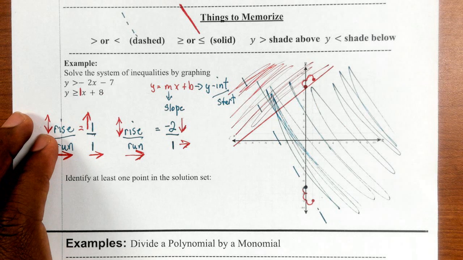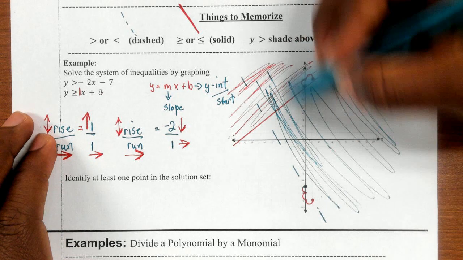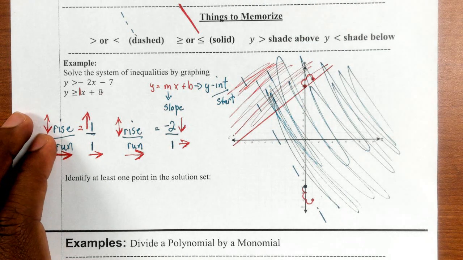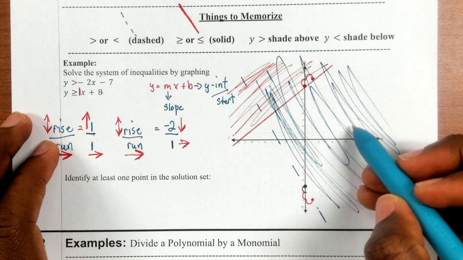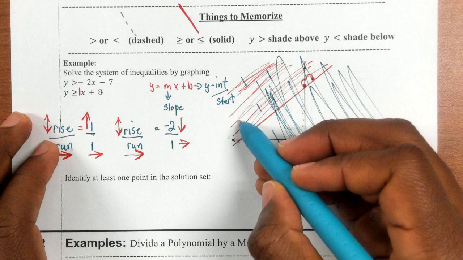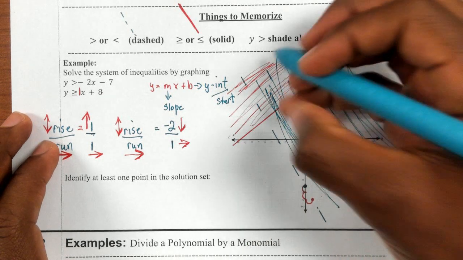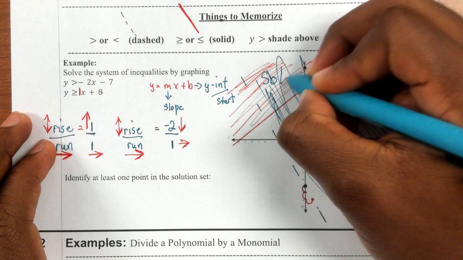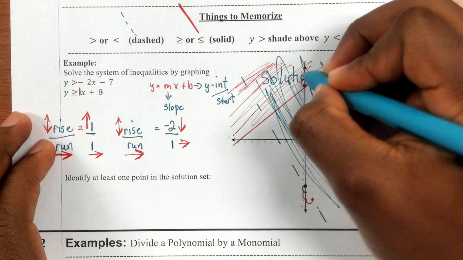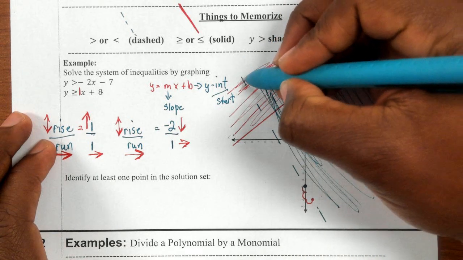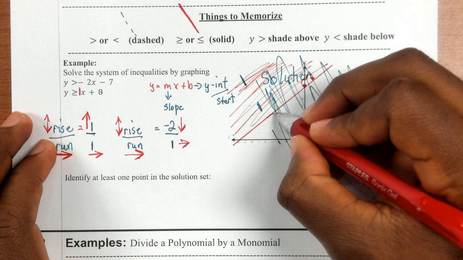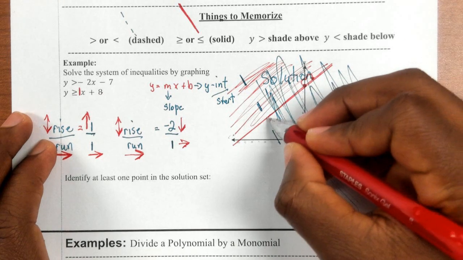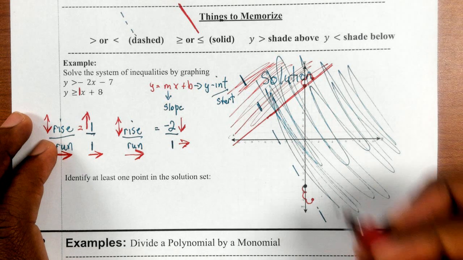So our solution is going to be a mixture of both colors. Where do you see a mixture of both colors? Down here? No. Over here? No. To the left? No. At the top? Yes. So that's going to be where my solution is going to be, somewhere in this area right here. So let's identify a solution that would fall in there.